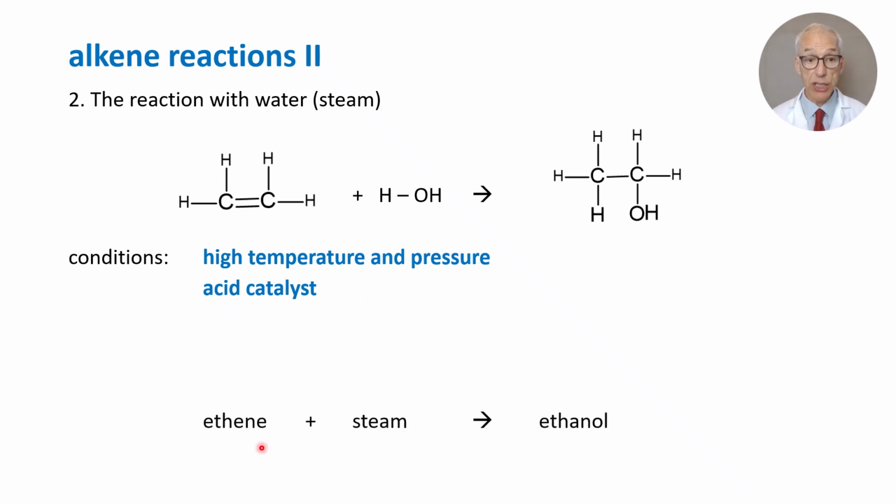So here is the word equation. Ethene and steam forms ethanol. Can you rewrite that as a balanced formula equation? Pause, come back when you've done it and ready to check.